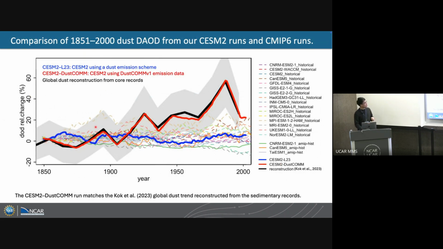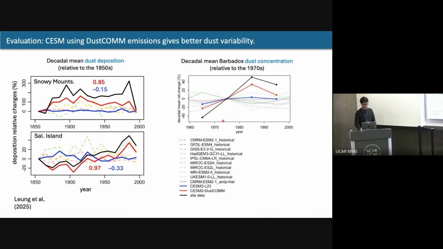So we successfully replicated historical changes in dust. So that's the red line. So only the CESM2 DustCOMM run successfully replicated the dust reconstruction. The blue line is the mechanistic dust emission scheme, and we could not see such kind of changes, and we need to know why. But yeah, now we have a less biased aerosol simulation in the history, so hopefully we can fix that climate forcing very soon. So this is just evaluation showing the dust deposition is matching the core records pretty well.